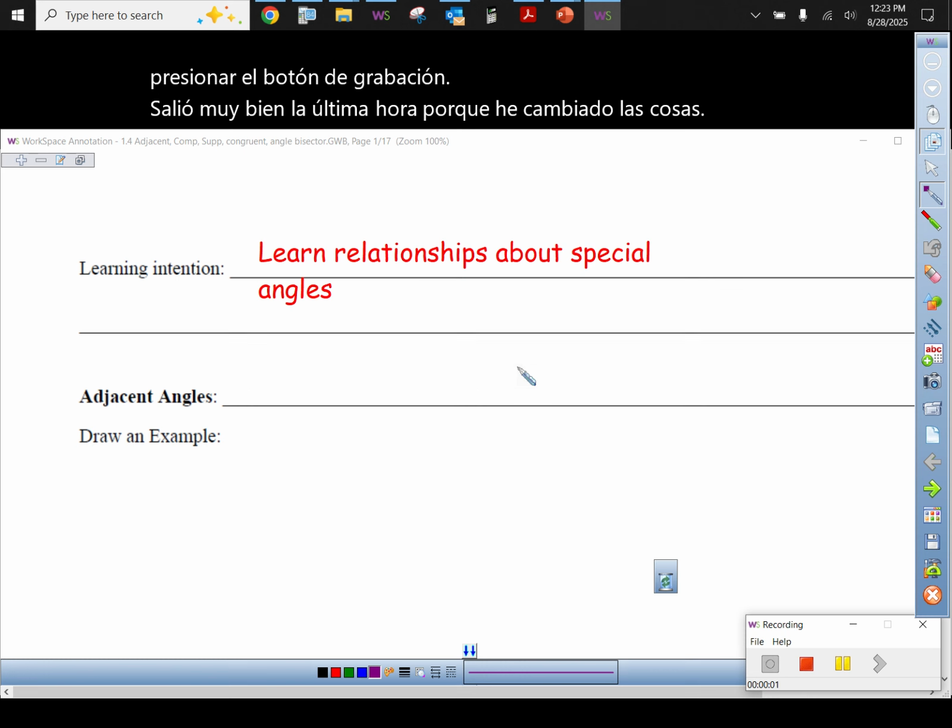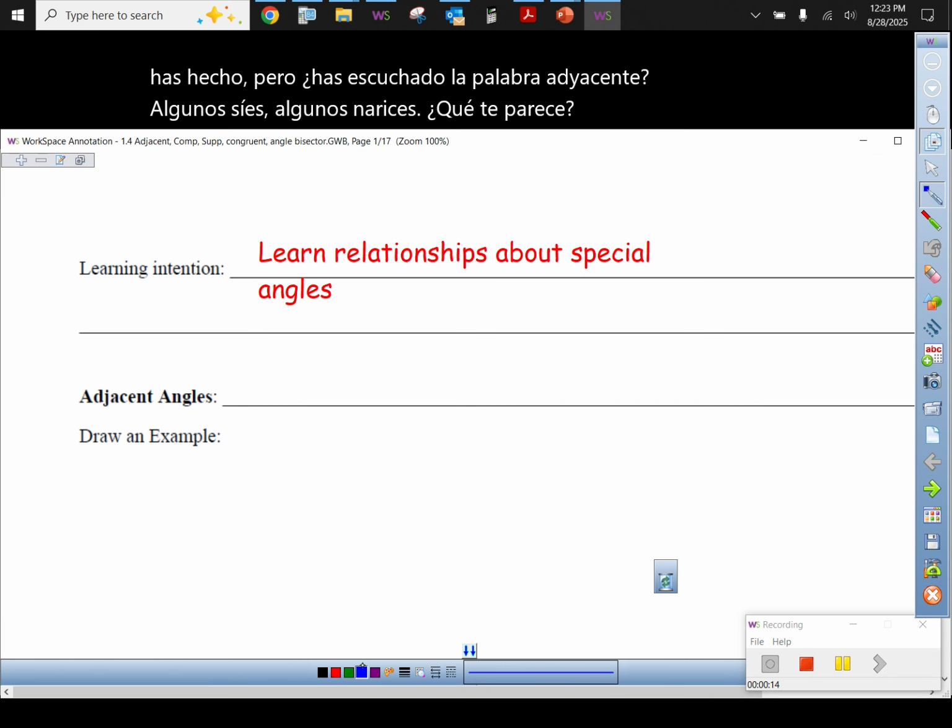Have you ever heard of the word adjacent before? It's totally cool if you have not, but have you heard the word adjacent? Some yeses, some nos. What do you think adjacent means? It's cool if we're not sure. Who's got an idea? Adjacent means? Across from? Next to? Is that what you said?